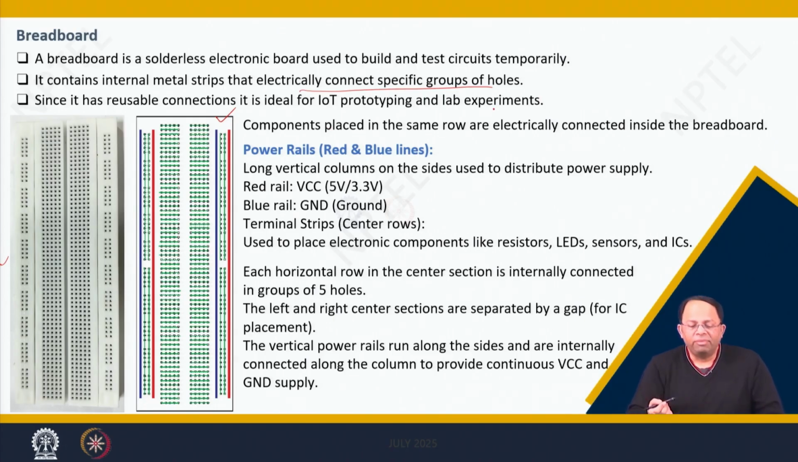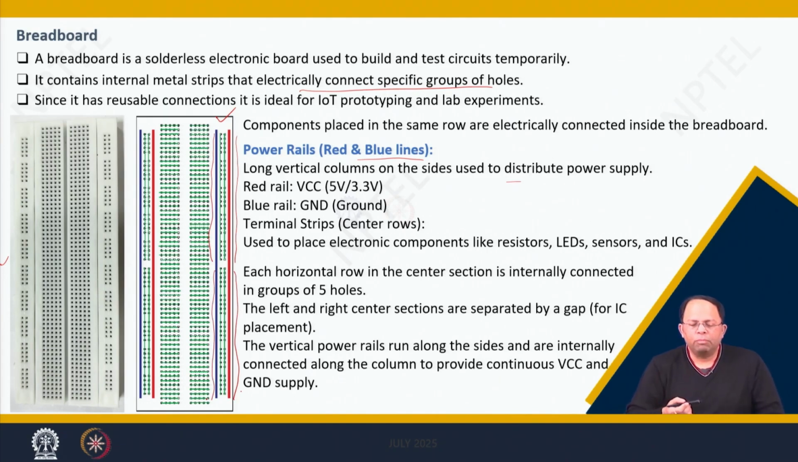Now, by default, when you are making use of a breadboard and you want to follow protocol, then we go by the colors that are given here. For example, the red and the blue lines are long vertical columns on the sides used to distribute the power supply. So you see that it is a connected power supply, right? It is broken in the middle, of course. So this part is one line, this part is another line. Similarly, there is another set of holes, this part is one line and this part is another line, right?